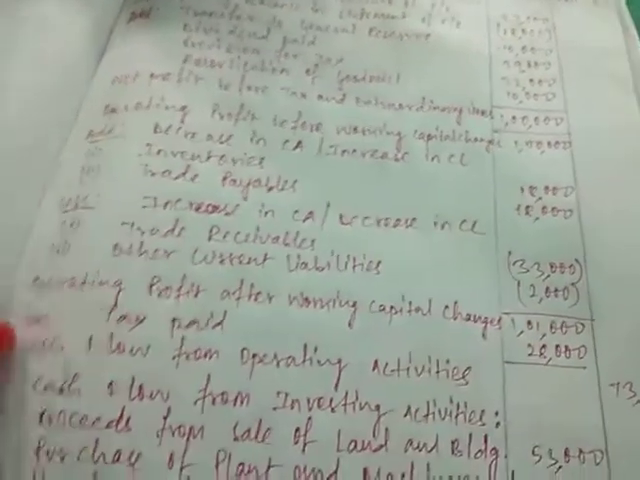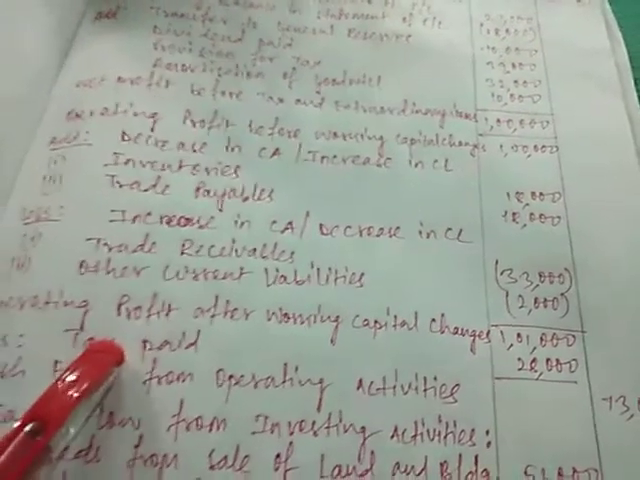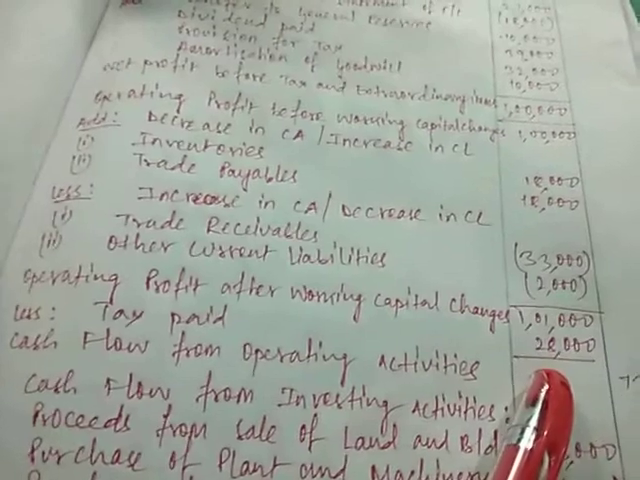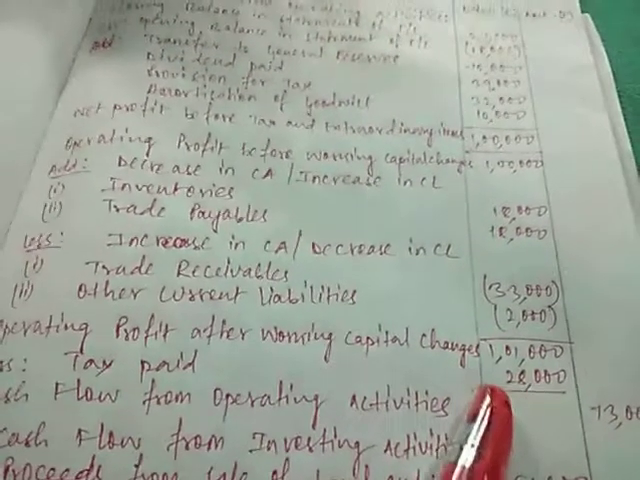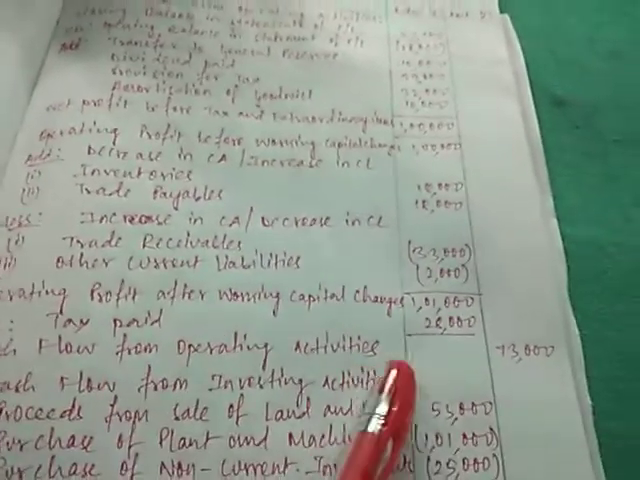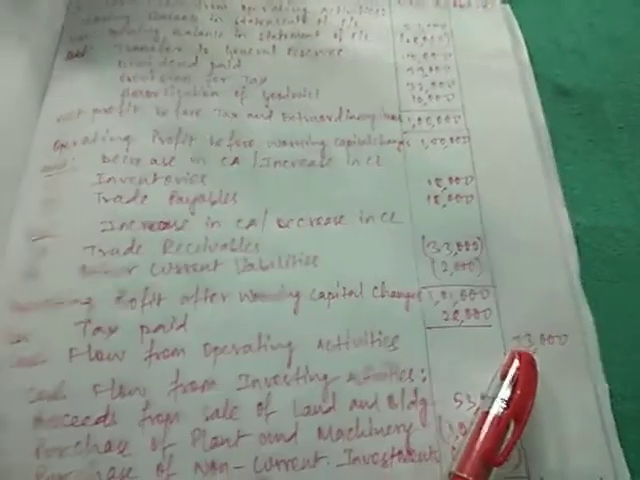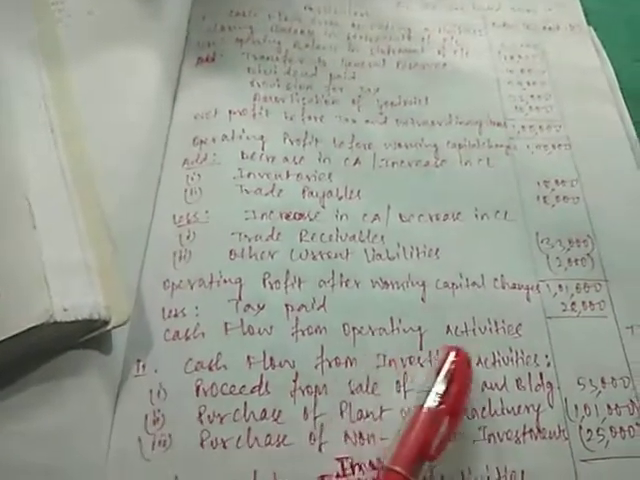From this, when you subtract the tax paid I have explained you, the previous year's provision will be the tax paid for this year. So 28,000 is subtracted. 1 lakh minus 28,000 will give you 73,000. This is the cash flow from operating activities. So the cash flow from operating activities comes to 73,000. Now we'll move on to cash flow from investing activities.